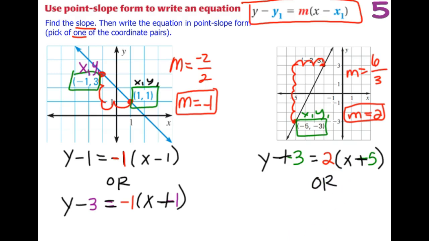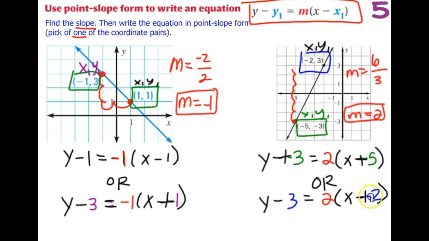Or you could write the other equation. In this one, I kind of went through the point there. This point is negative 2, 3. So we would have y minus 3 equal to our slope, which still is 2. And then in parentheses, x minus x1, which is a negative 2.